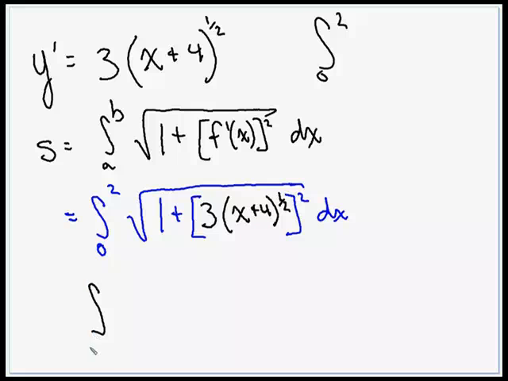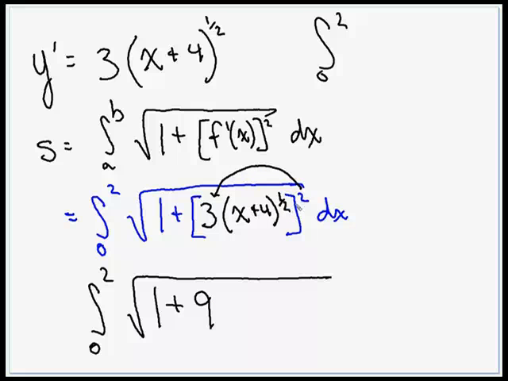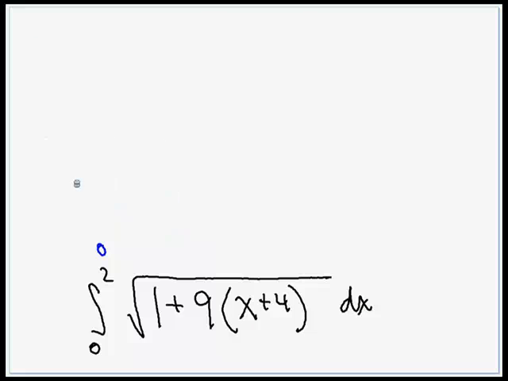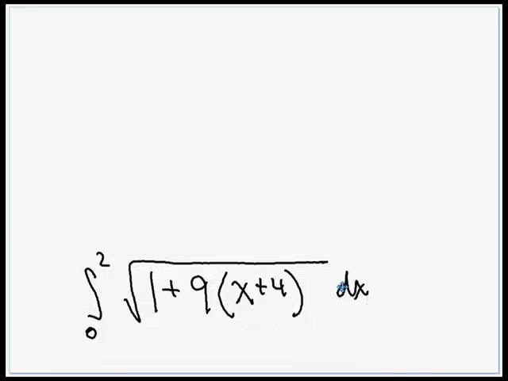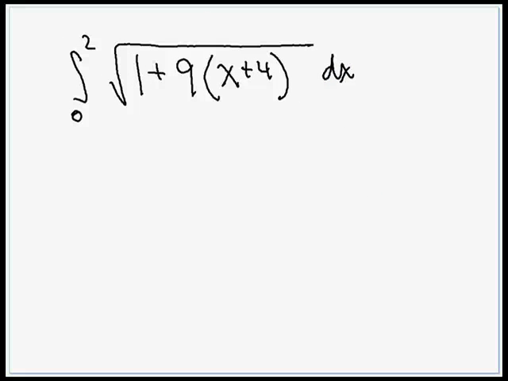So let's simplify under that radical as much as we can. So we're going to have 1 plus, we distribute the squared. 3 squared is 9. This quantity to the 1/2 power squared is going to be to the first power, just plain old x plus 4. Alright, it's looking like it might not be as bad as it originally appeared, because we got some nice simplification going on under the radical.